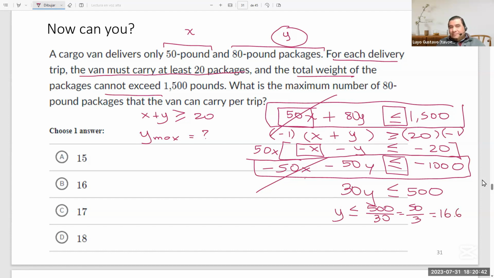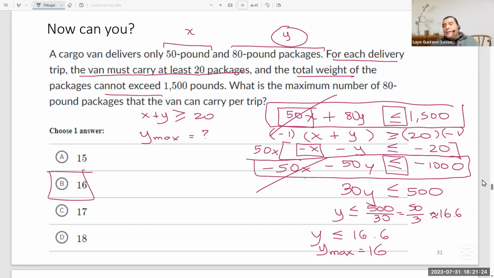Yeah, approximately. So what happens with this? When I analyze the question, what is the maximum number of 80-pound packages that the van can carry per trip? That is to say that the number of packages, Y, should be less than or equal to 16.6. Can the number actually be 17? No, because that exceeds 16.6, right? So if I want an integer value, that would be 16. And that's the answer to the question.